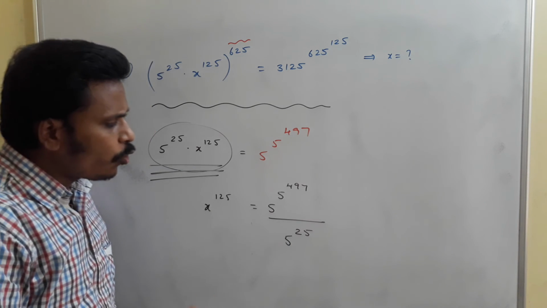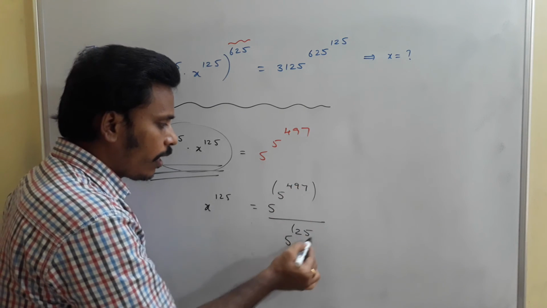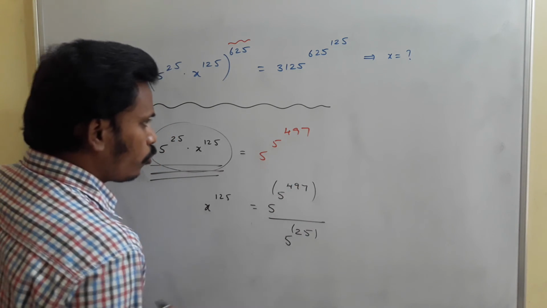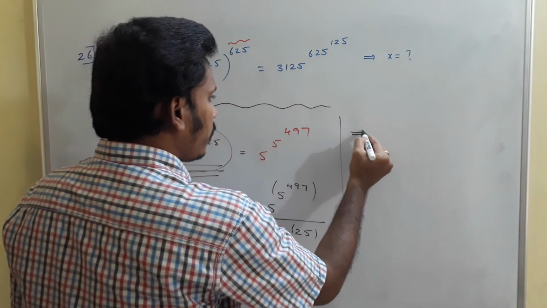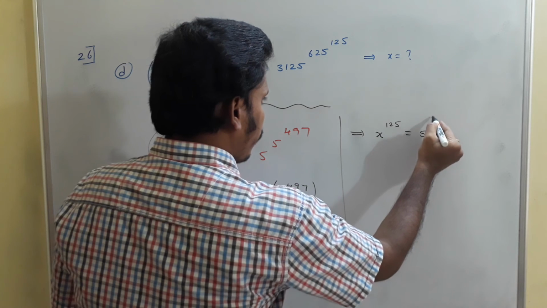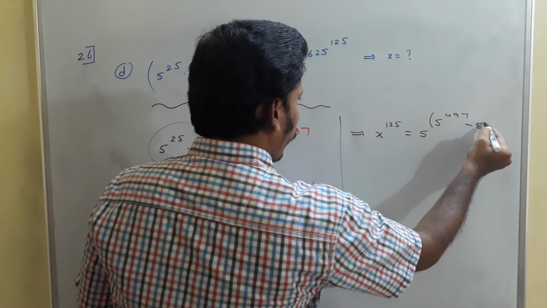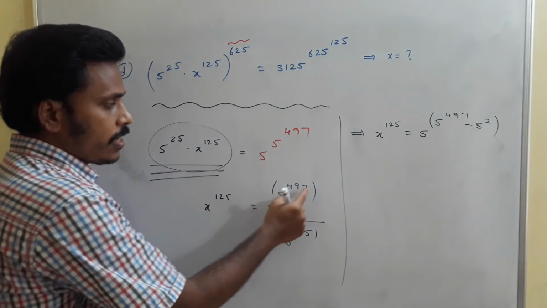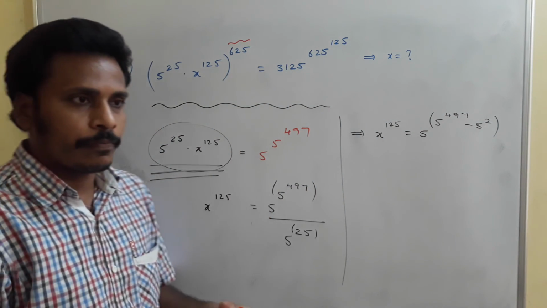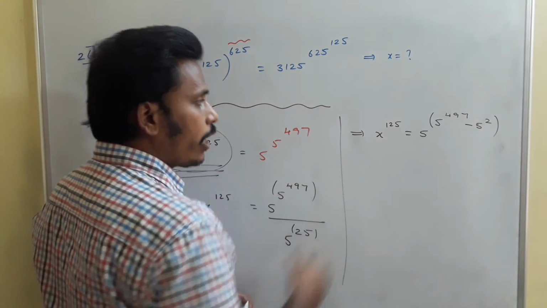Okay. Here we have no chance to simplify this. This is a power m divided by a power n. We will write it as a power m minus n. So this implies x power 125 is equal to 5 power 497 minus 25, that is, m minus n, that's what I need to write. We have no chance to simplify this. And at the end, our target is to get the value of x. You just send this 125 to that side.